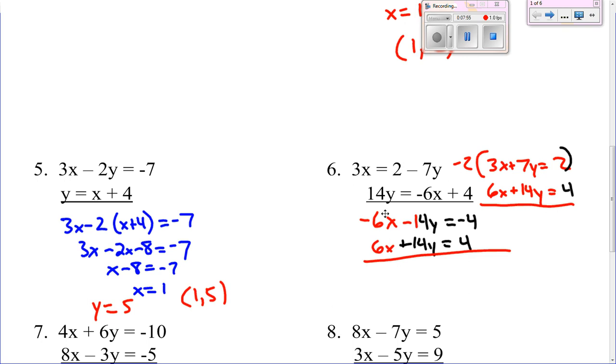Now we just add them together. Negative 6x and 6x cancel. Negative 14y and 14y cancel. Left with 0. And negative 4 plus 4 is 0. When is 0 equal to 0? Always. So this would be infinite solutions.